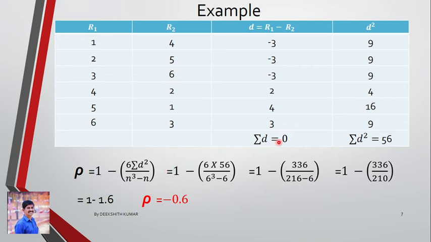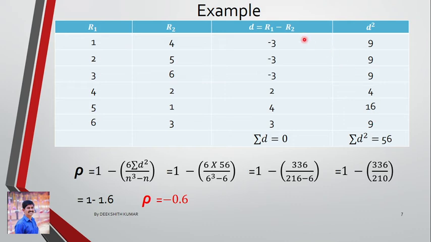We don't want sigma d here. We want sigma d square. That is, d is calculated. Now we are going to calculate d square. d square is equal to d into d. Minus 3 into minus 3 is equal to 9. Again 9, again 9. 2 into 2 is equal to 4. 4 into 4 is equal to 16. 3 into 3 is equal to 9. So this is d square.